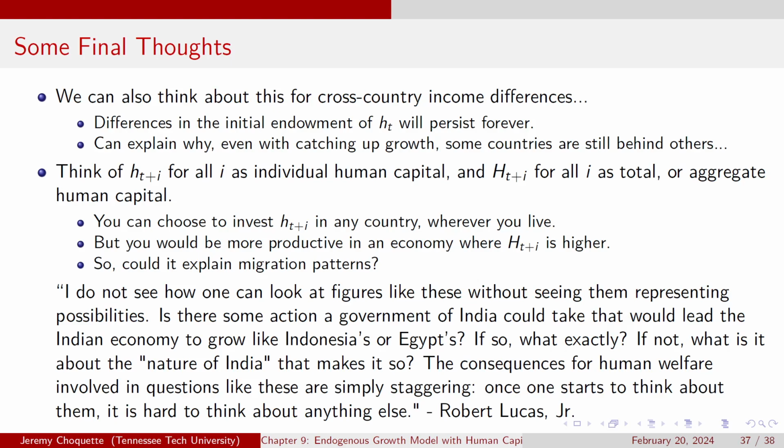Now, there's an interesting quote from Robert Lucas, and this is from his 1988 paper that this whole model discussion is really built around. It goes: "I don't see how one can look at figures like these without seeing them representing possibilities. Is there some action a government of India could take that would lead the Indian economy to grow like Indonesia's or Egypt's? If so, what exactly? If not, what is it about the nature of India that makes it so? The consequences for human welfare involved in questions like these are simply staggering. Once one starts to think about them, it's hard to think about anything else." It's a really fascinating quote, so maybe stew on it for a little bit.